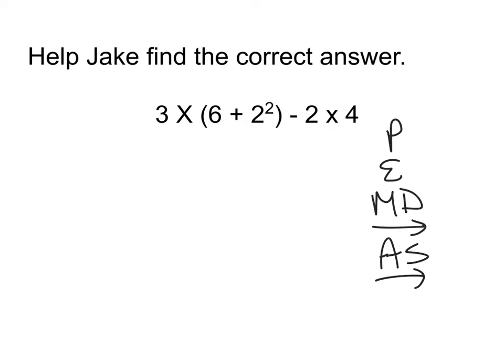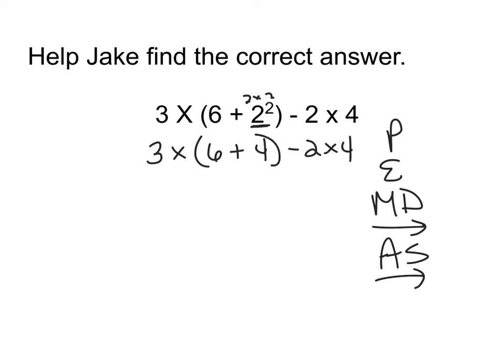So we're going to start with the parentheses, and again, the parentheses has an exponent and it has addition, so we're going to follow the order of operations. So I'm going to start with the exponents. Like I said, you're going to rewrite everything. So 2 to the second power is 2 times 2. So that's going to be 4 minus 2 times 4.